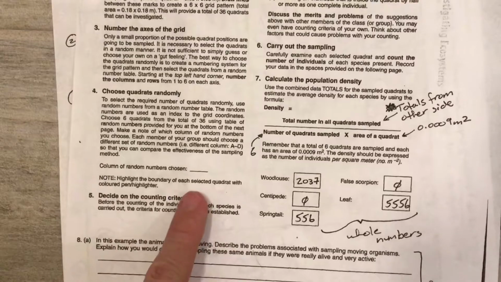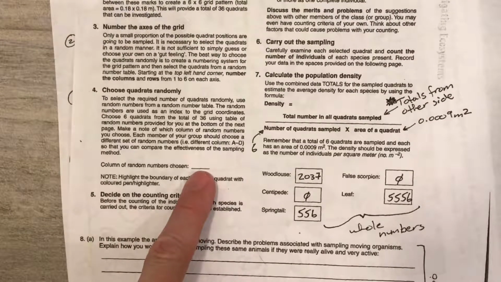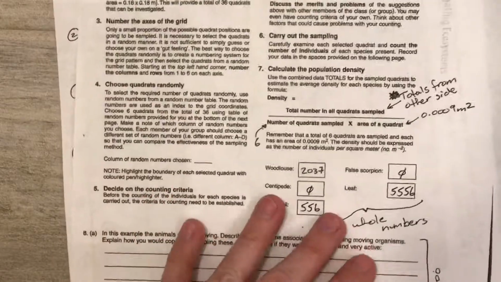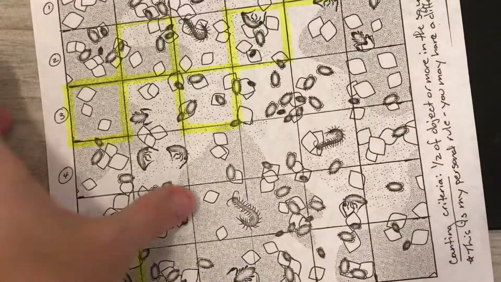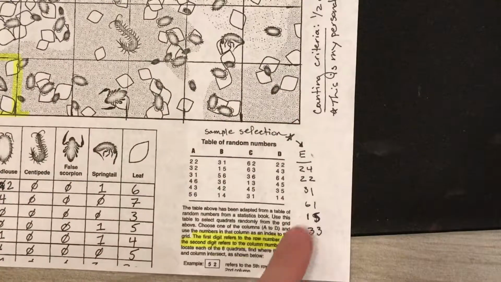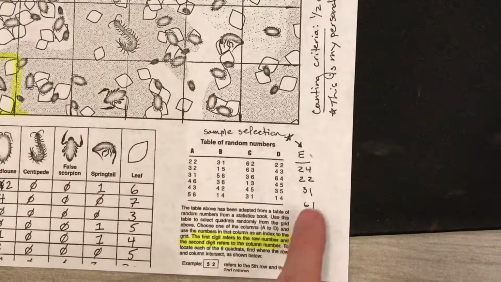All right, so you're going to write whatever column it was that I highlighted right there. Highlight the boundary of each selected quadrant with a colored pen or highlighter. So let's go ahead and go over how I did this. I pulled a separate one, that way you weren't just copying what I was doing in this video.